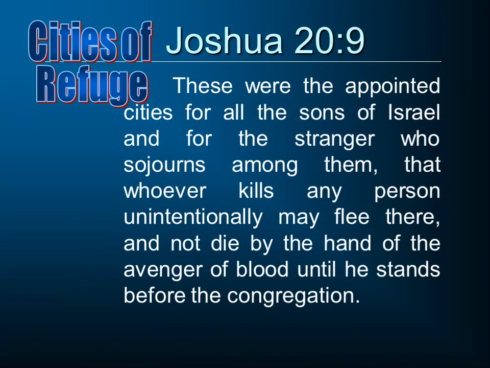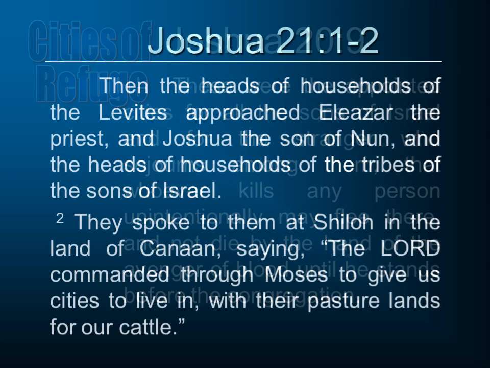Verse 9, these were the apportioned cities for all the sons of Israel, and for the stranger who sojourns among them, that whoever kills any person unintentionally, maybe it's an accident, may flee there, and not die by the hand of the avenger of blood, until he stands before the congregation, and then they will determine the merits of the case.